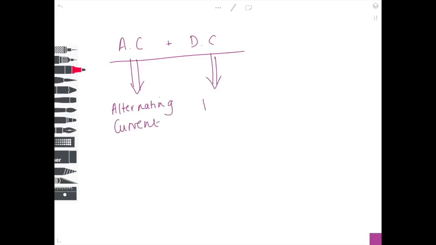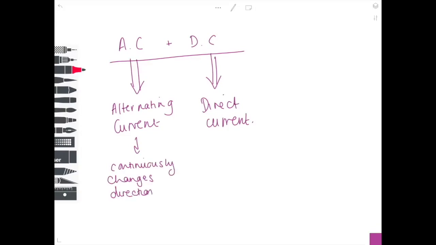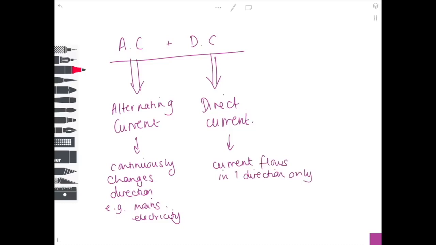DC is a direct current. And then it's a simple matter of learning their definitions. So an alternating current continuously changes direction. And your example here is mains electricity, so the stuff that comes into your home. Whereas in direct current, the current flows in one direction only. And you tend to find this inside cells and batteries.